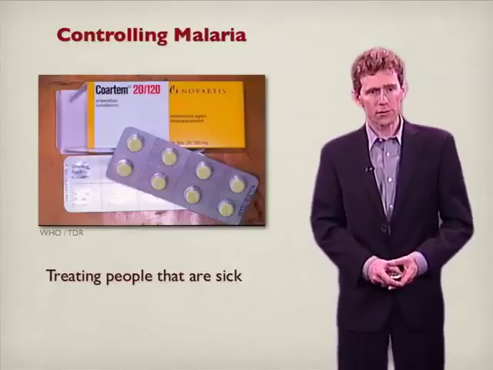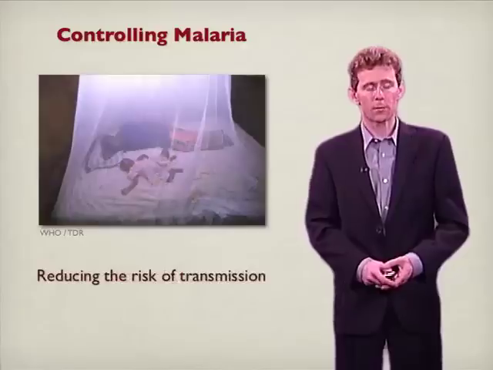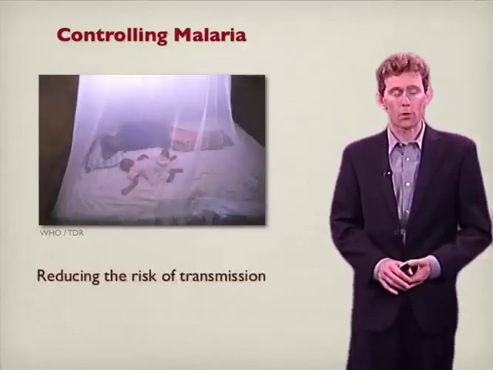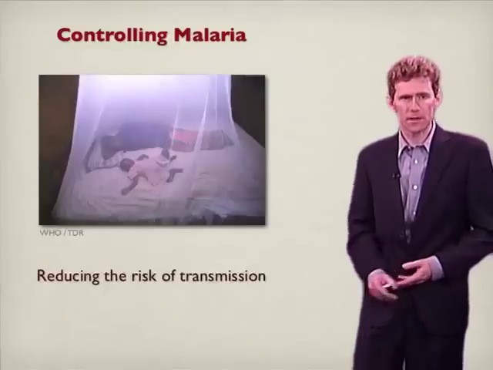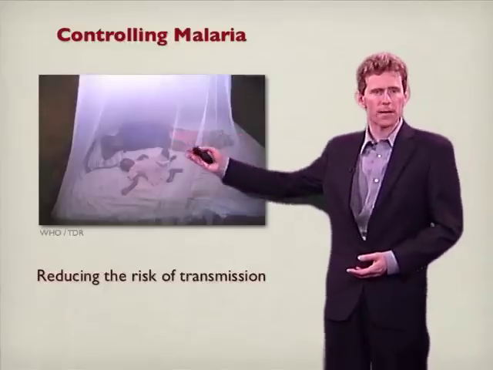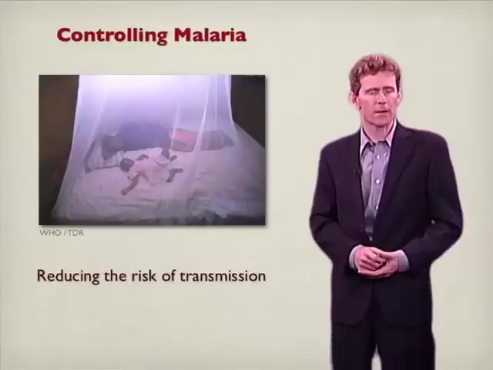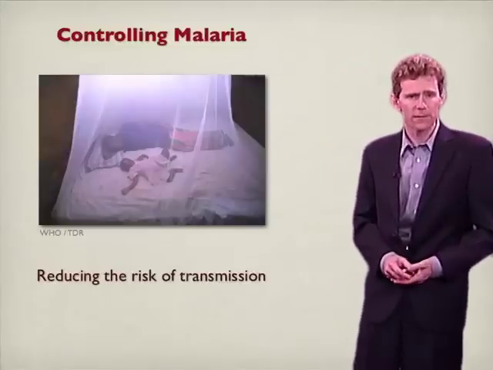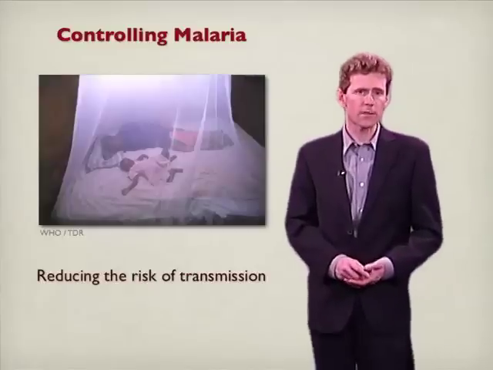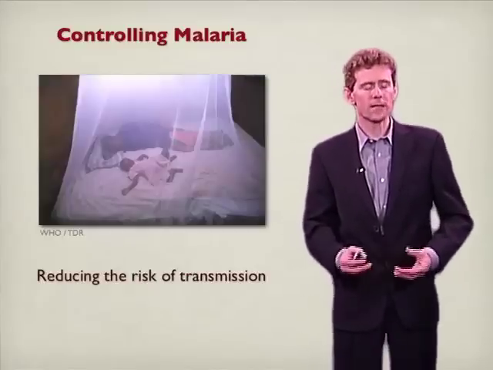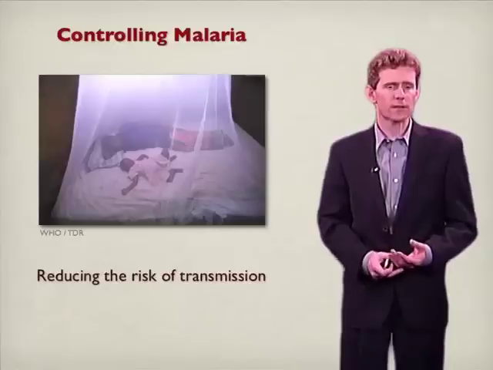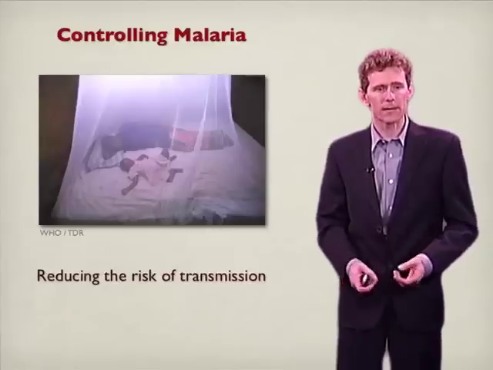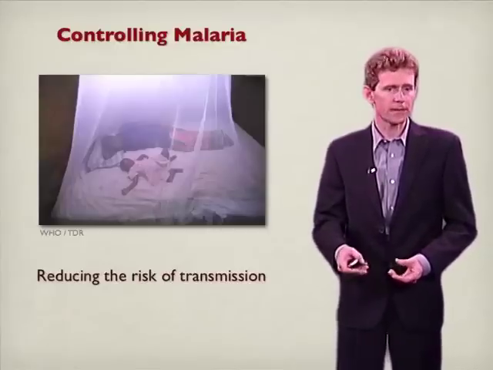So the other way to control malaria, of course, is to block the route of transmission, or at least reduce the risk of transmission. So what you can see here is a mother and her child sleeping under an insecticide-treated bed net. And this is a very effective way to prevent transmission. Now, of course, the bed nets need to be maintained, and the insecticide needs to be reapplied to the bed net with a certain periodicity.